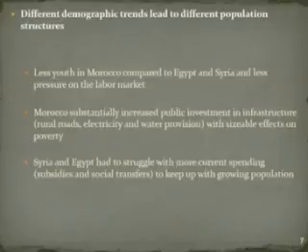So different demographic trends are very important in terms of poverty reduction, because having less youth in Morocco compared to Egypt and Syria means less pressure on the labor market, less pressure on public investment, while Morocco invested more money on rural roads, on electricity, on water provision. Syria and Egypt had to struggle with more current spending, more subsidies and social transfers to keep up with its growing population. So this is a very important difference in terms of poverty reduction.